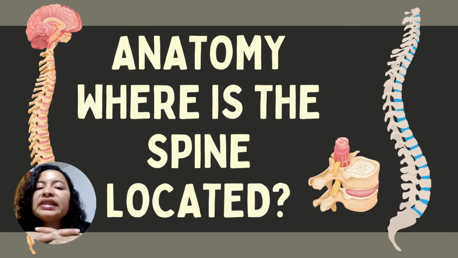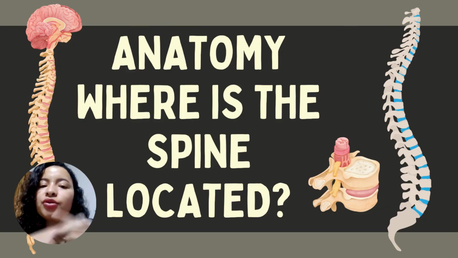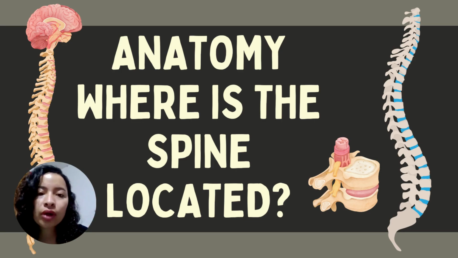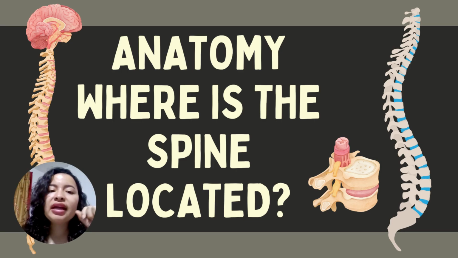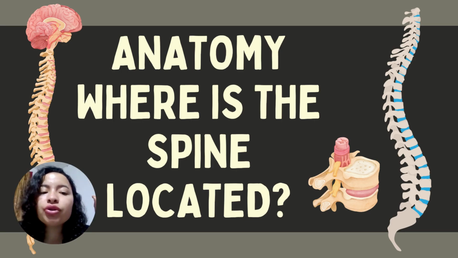Anatomy. Where is the spine located? Your spine is the long column of bones that extends from your neck to your lower back. Your spine starts at the base of your skull and ends at your tailbone, and part of your pelvis, the large bony structure between your abdomen and legs.